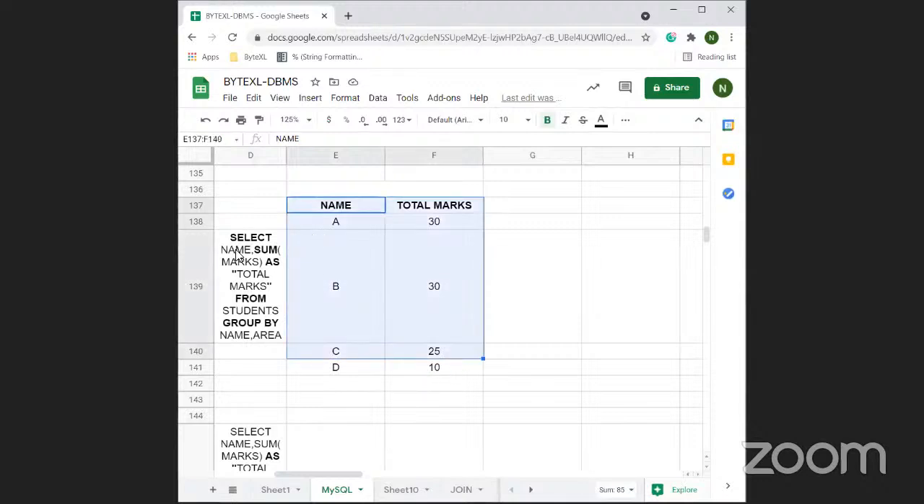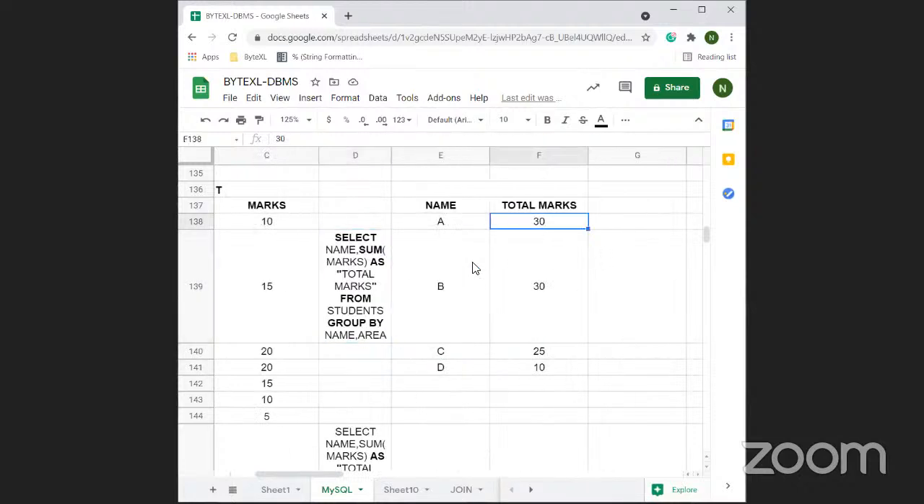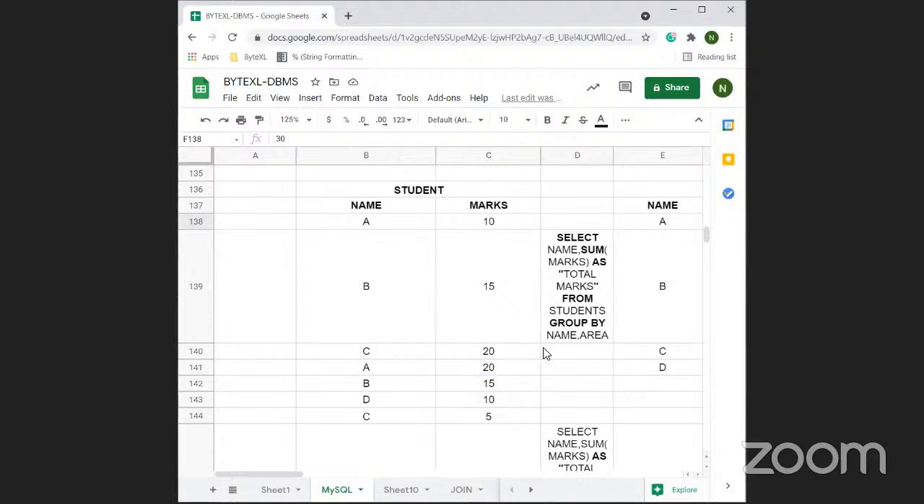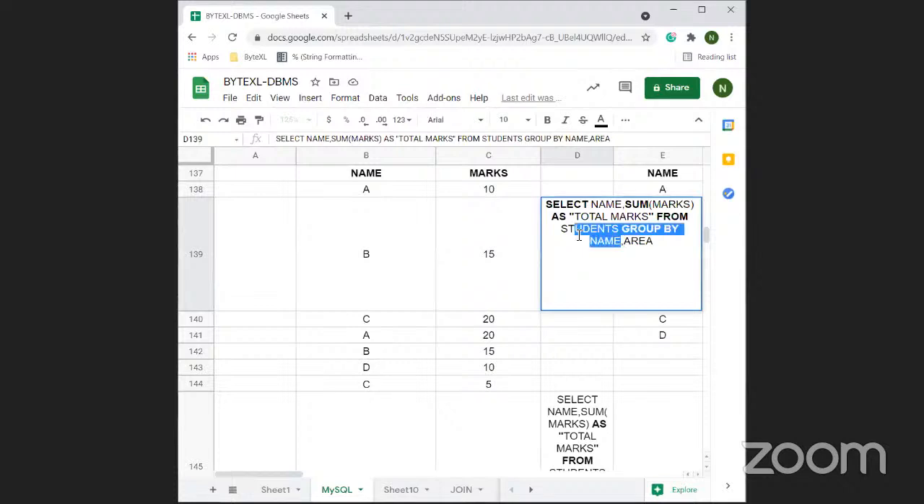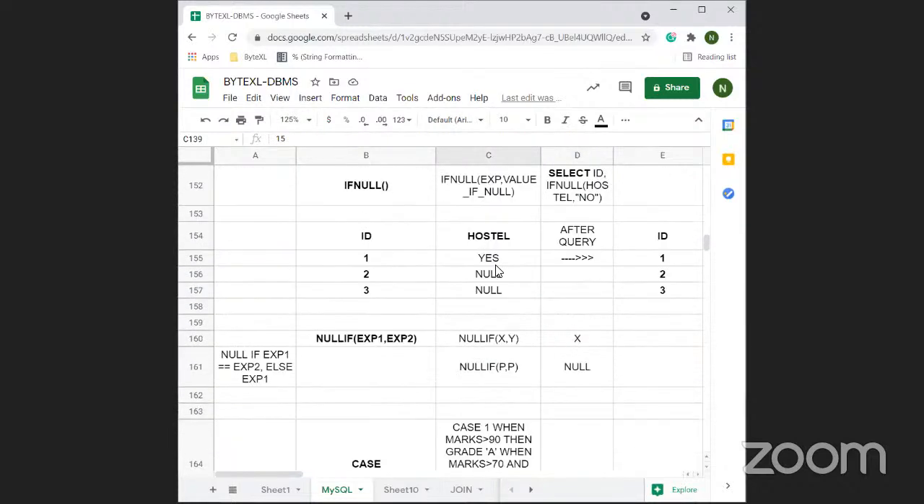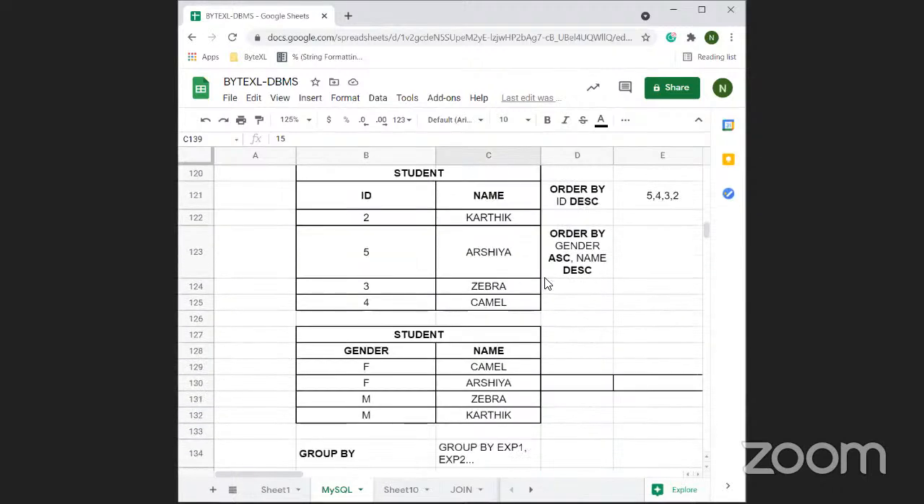The name will be taken because I am selecting name. Total marks is the column name that I am giving. Marks of A is 30. From this table, if you see, A initially got 10 marks, then A got 20. Sum I am using, it is one of the inbuilt functions. So the answer is 30. Then we can also group by multiple values. How would that work? Only the common values will be taken. If you are grouping by multiple values, always remember only the common values will be considered.